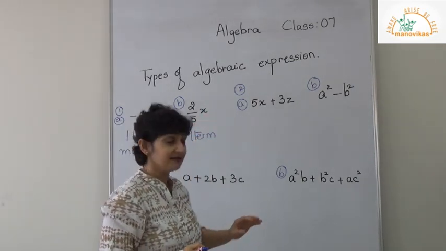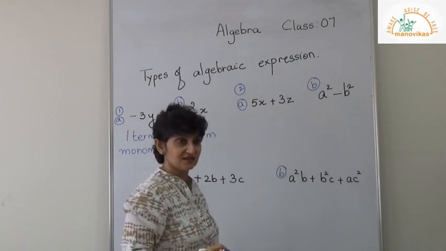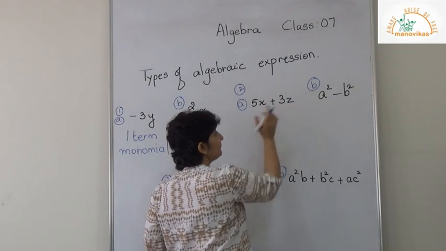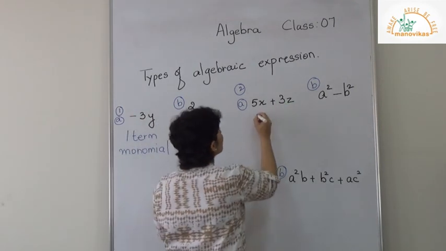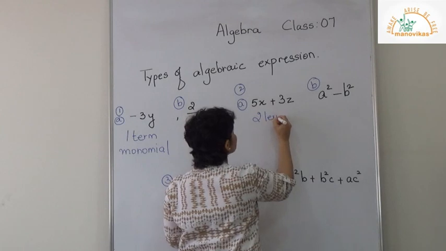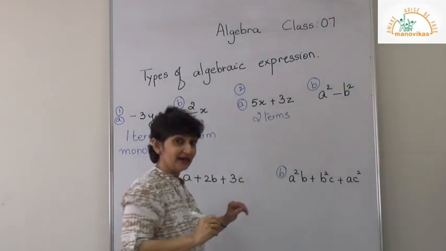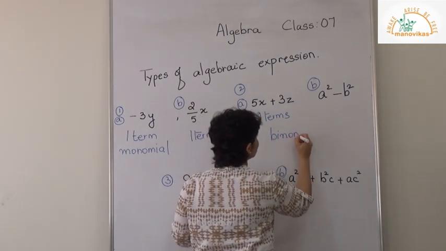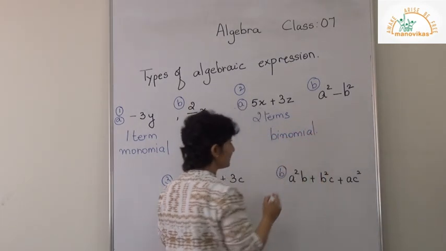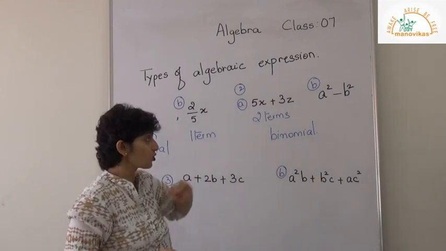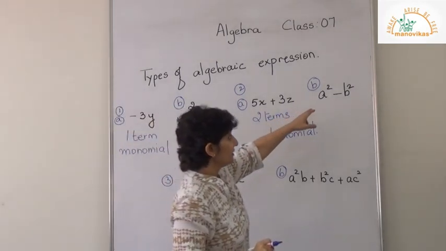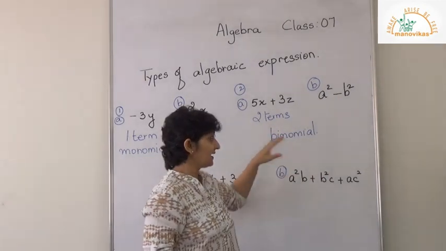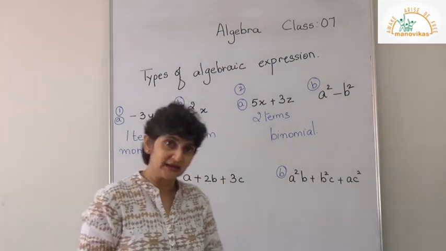Now here if I see, there are two terms here. I have 5x which is separated with plus, and then I have 3z. There are two terms here, and that is why this is called a binomial. This algebraic expression has two terms, so it is called binomial. Here again, two terms separated with minus, so again it is called a binomial.